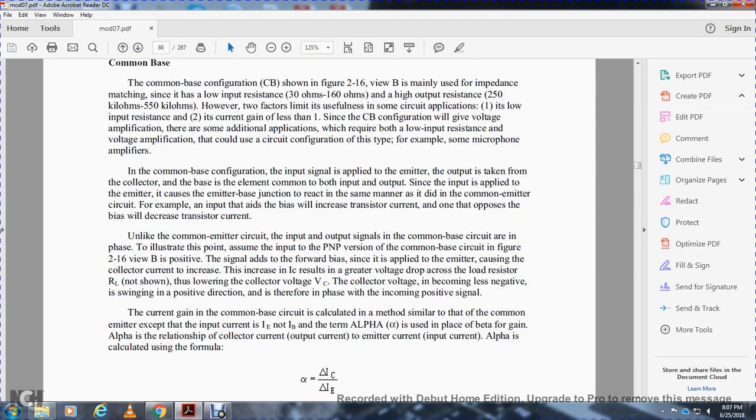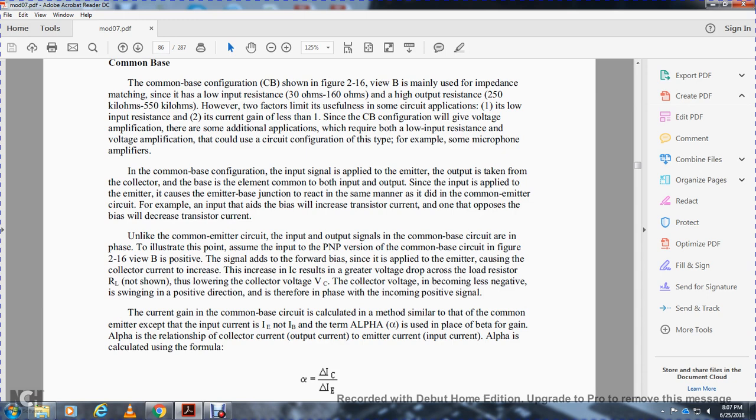Like the common emitter circuit, the input and output of the common base circuit are in phase. To illustrate with a positive input signal on the common base circuit in Figure 2-16 view B, the signal adds to the forward bias of the emitter and the collector current increases. The greater collector current produces a greater voltage drop across the load resistor, not shown, lowering the collector voltage. The collector voltage becomes less negative, swinging in the positive direction, and therefore follows the incoming positive signal.